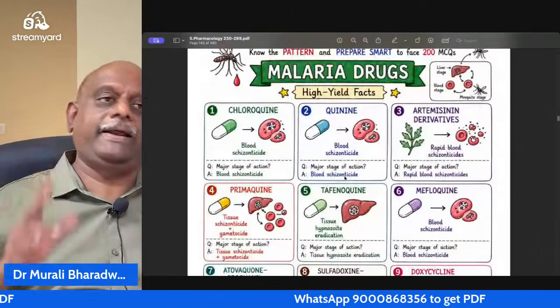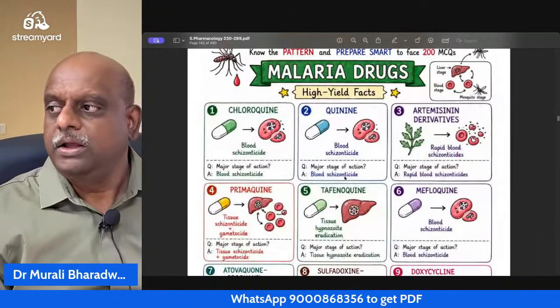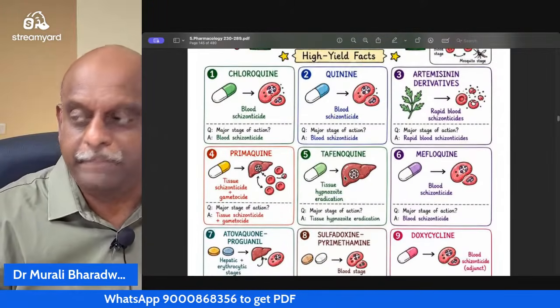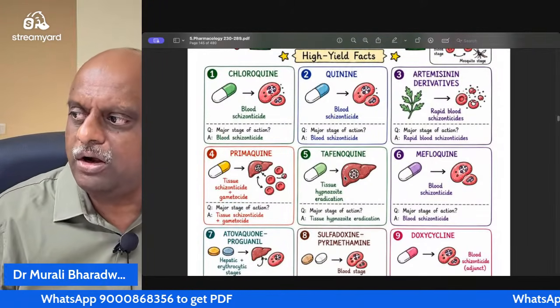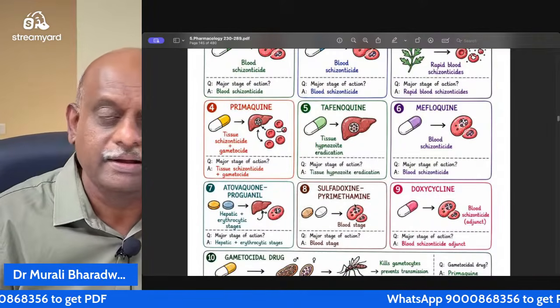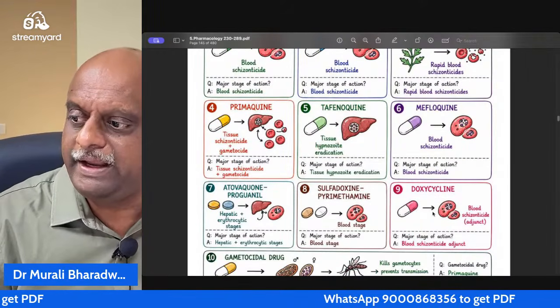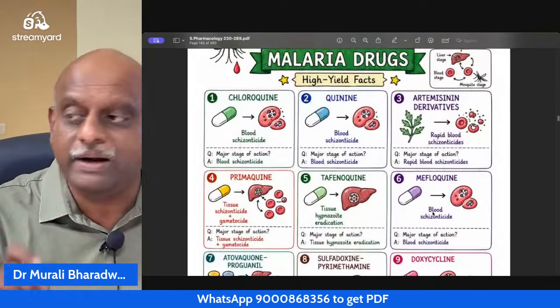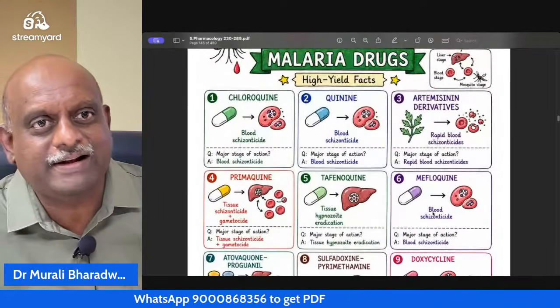Now comes malaria drugs. Chloroquine, quinine, artemisinin, primaquine, tafenoquine, mefloquine, atovaquone, proguanil, sulfadoxine, pyrimethamine, and doxycycline. They are the drugs. Now, what is the trick? What is the trap of the examiner?